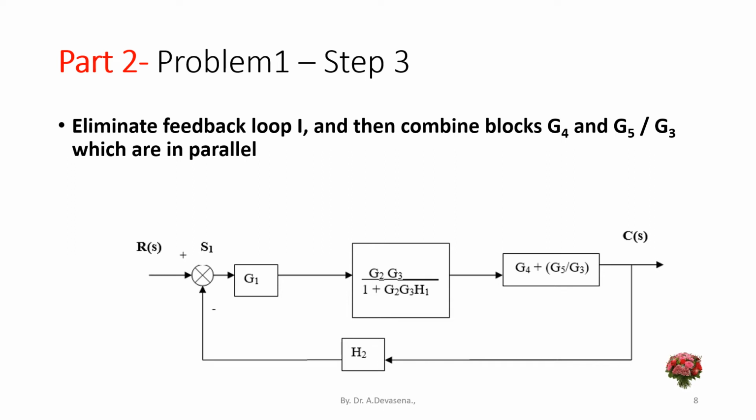Now the blocks G4 and G5 by G3 are in parallel. If we are eliminating the blocks in parallel, we have to use the rule: combine the blocks if the blocks are in parallel. That is, we have to add the blocks G4 and G5 by G3. By combining the blocks which are in parallel, the summing point S3 gets removed. So the resultant block after combining the blocks in parallel is G4 plus G5 by G3. This is indicated in this diagram.